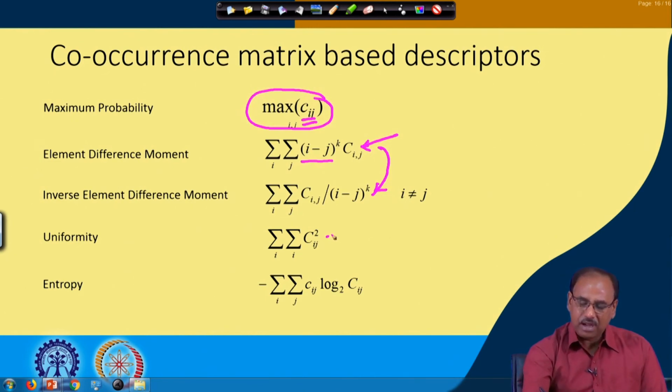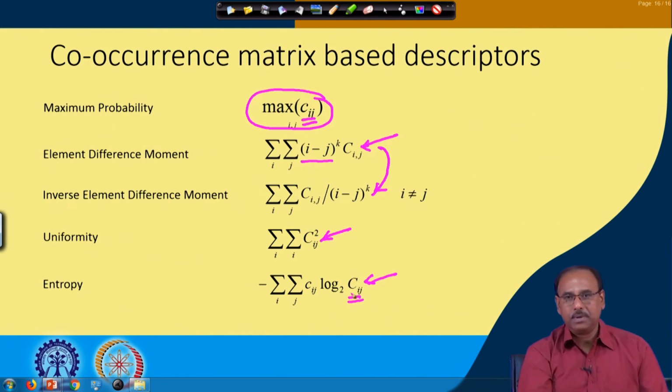I can also have a measure of uniformity. You find that the sum of C i j square will be maximum if all the elements of this co-occurrence matrix C i j are equal. That tells me the uniformity. Similarly, it also tells me the entropy. This entropy will be maximum if the contents C i j are maximally random. So, all these different types of features or properties can be computed from the co-occurrence matrix that we have just computed.